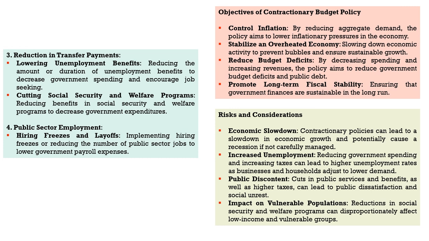Also, reduction in transfer payments: lower unemployment benefits, cut down on social security and welfare programs. It will reduce the amount or duration of unemployment benefits to decrease government spending and encourage job seeking. Public sector employment freeze: implementing hiring freezes or layoffs, or reducing the number of public sector jobs to lower government payroll expenses.